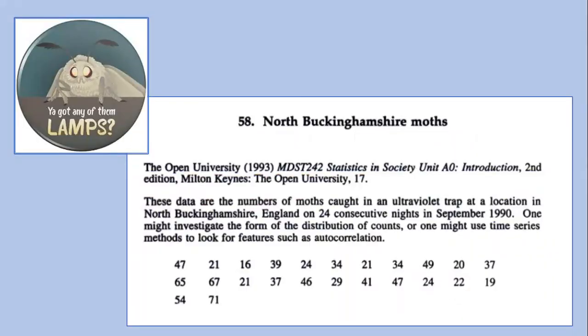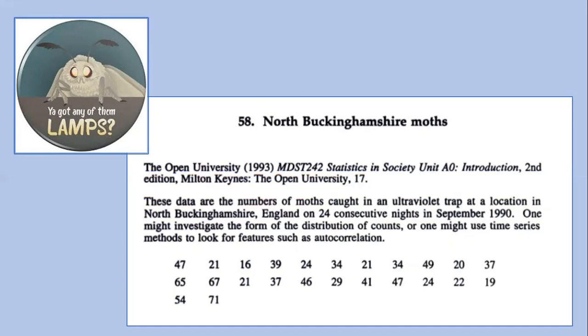Let's take a look at another smaller size data set here, the second of our 3 data sets for this video. This comes to us from the Handbook of Small Data Sets. In September of 1990, over the course of 24 nights, someone kept track of how many moths were trapped in an ultraviolet trap at a certain location in England. And you can see the data values listed here. 47 moths caught on one night, 21 moths caught on another night, then 16, and so on and so forth.